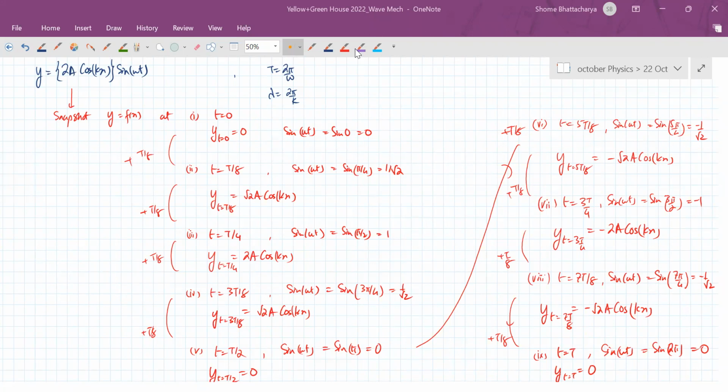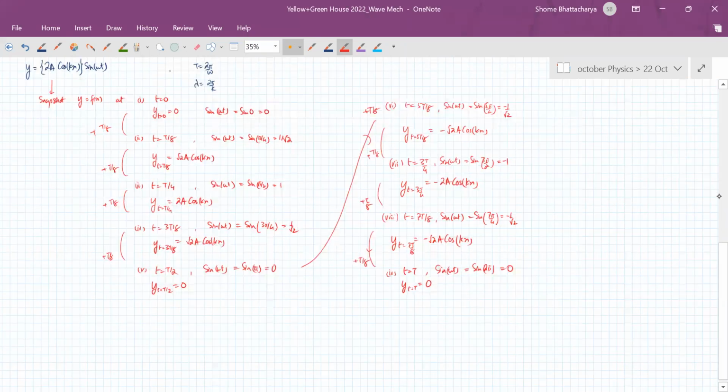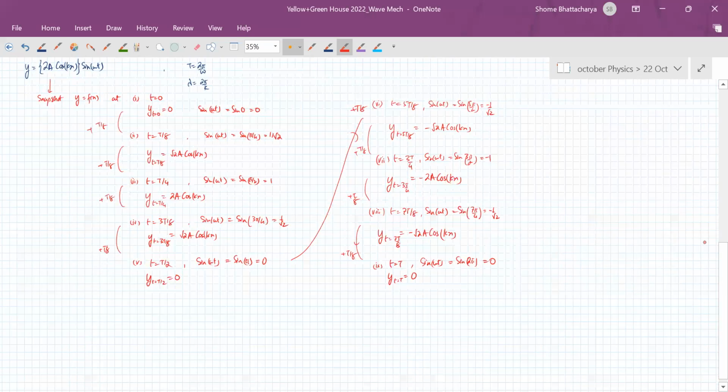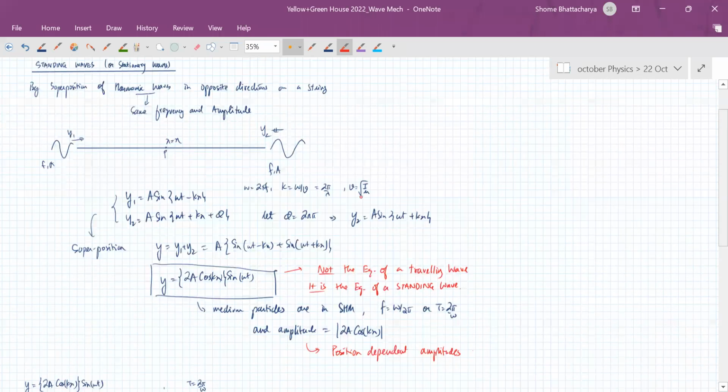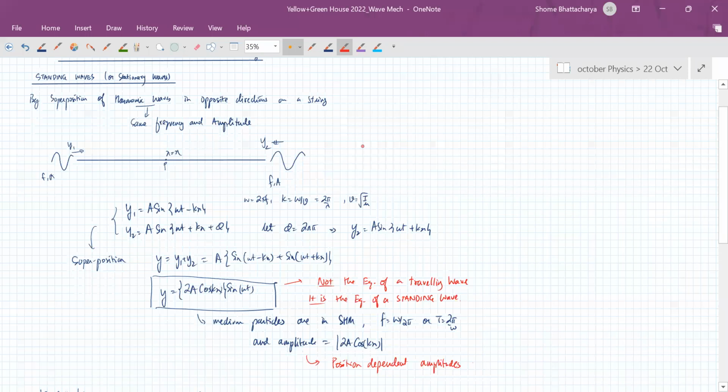Yeah, Ansh has scrolled up. Let's just finish with this section. So we are basically just looking at a review of the concept of standing waves, which comes from the superposition of two such waves. So we'll just give a couple of minutes to Ansh to catch up with this section.